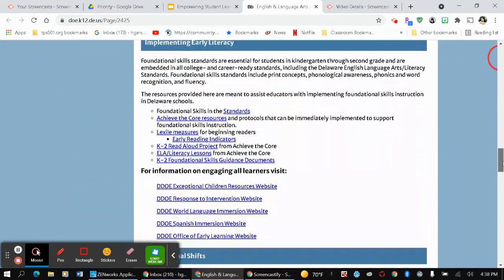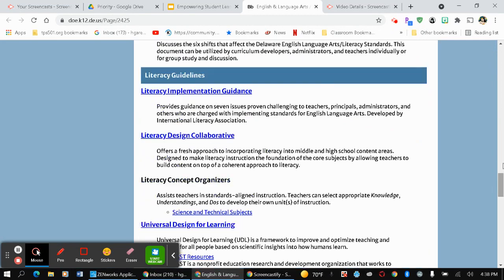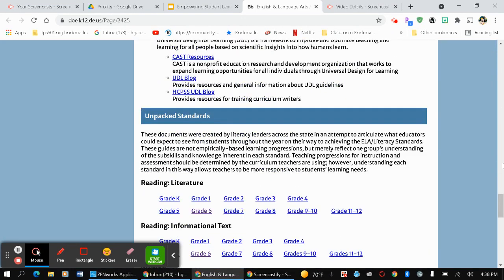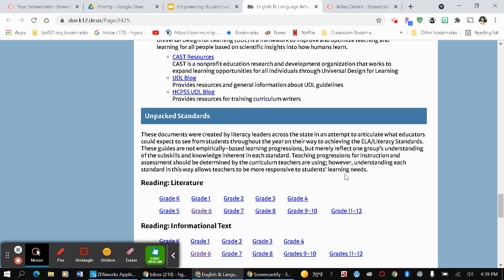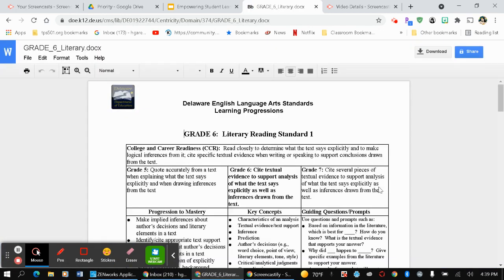But to find the learning progressions on this link, you're going to go all the way down to where you get to reading literature, reading informational text, writing, and speaking and listening. These are the 4 strands we have in English language arts. They've done the work here of unpacking the standards. This is the state of Delaware, by the way. So if you are interested in a different content area, they've done the work for all the content areas, and you could find that information through this site as well.